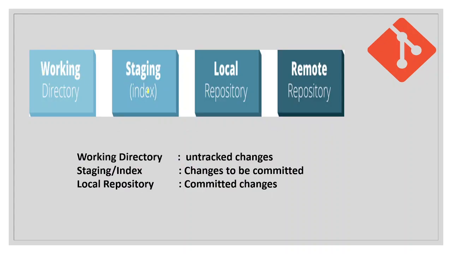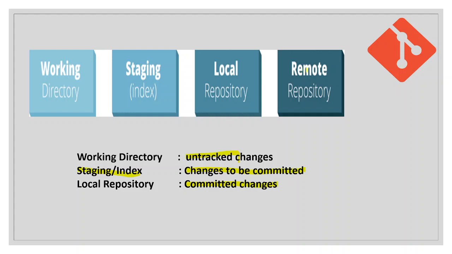We have a working directory, where whenever you make any changes that are not available in the repository, we call those untracked changes. The index area, or the staging area, is where the change is about to be committed, ready for commit, I can say. And the local repository holds changes that are already in the committed stage.